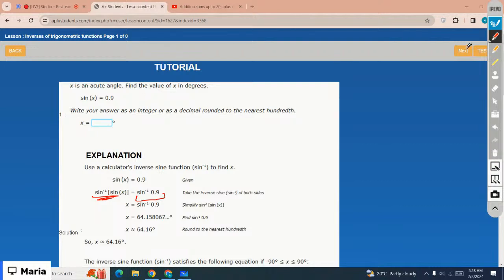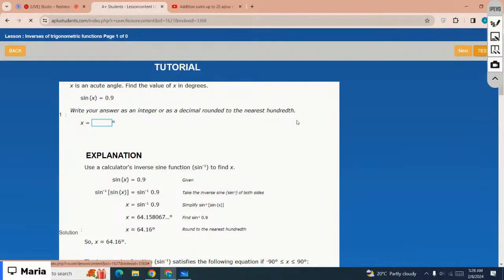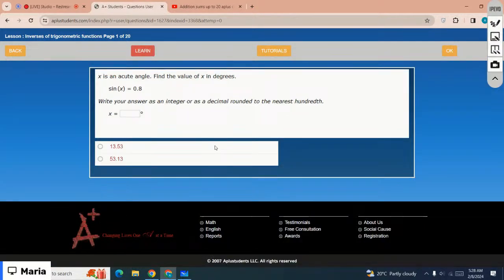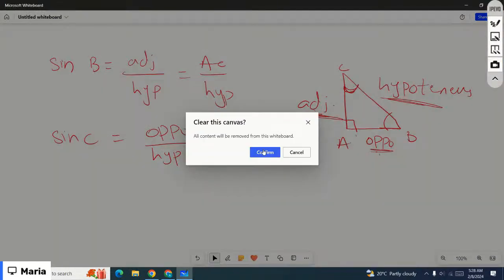Let's just start with the test questions. X is an acute angle. Find the value of x in degrees. You are given sine x equals 0.8. Sine x equals 0.8, right? You need to remove that sine also, and you have to calculate the value of x, right?